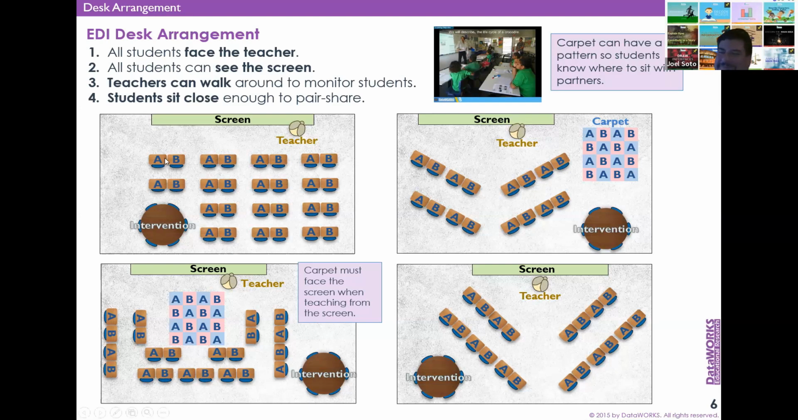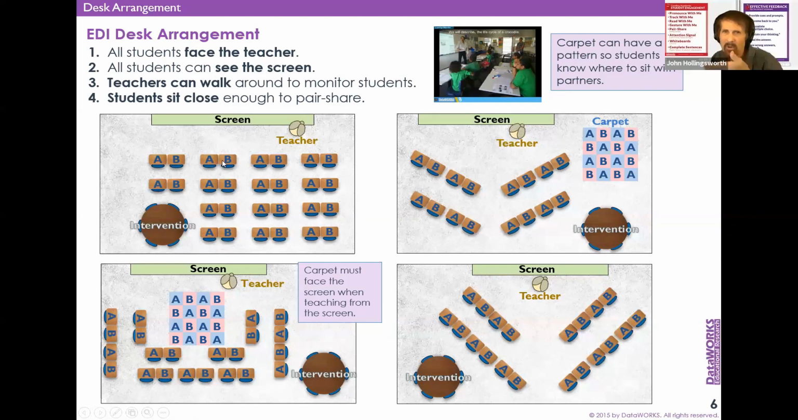Anyway, make sure your students are facing the teacher and facing the screen. If you get those desks of 4, sometimes the students have their back and they're not seeing correctly. So make sure they're like this. Now, this is one that's called proximity effect.